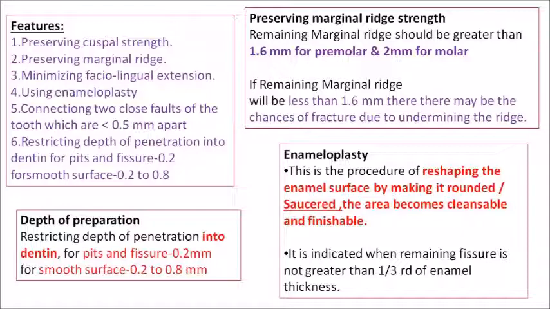Now one more point to be noted here is enameloplasty. This is the procedure of reshaping the enamel surface by making it rounded or saucer shaped, okay, and that area becomes cleansable and finishable, that is enameloplasty. It is indicated when remaining fissure is not greater than 1/3 of the enamel thickness, okay. So if the enamel fissure remaining is not greater than 1/3 of the enamel thickness, then we can go for the enameloplasty.